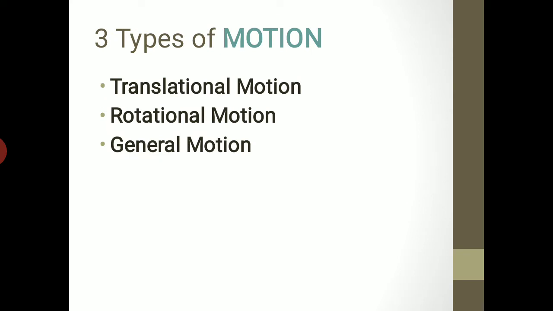So, what are the three types of motion? You have translational motion, rotational motion, and general motion. So, ang translational motion is just motion that is dealing with the change of position with no spin or rotation.